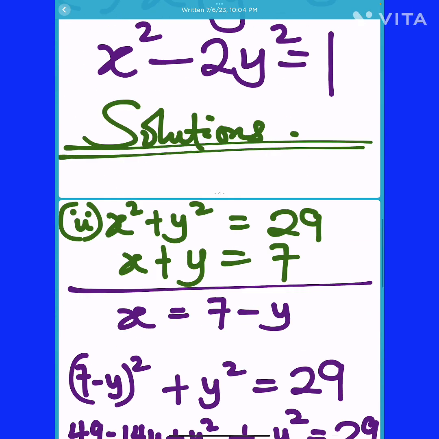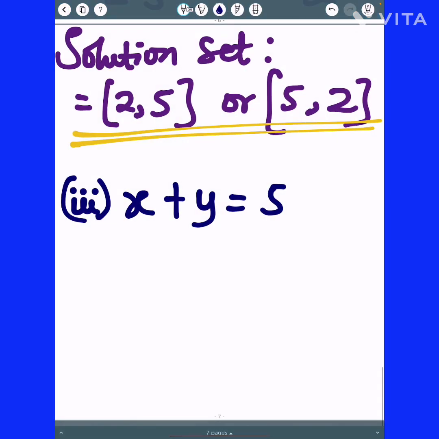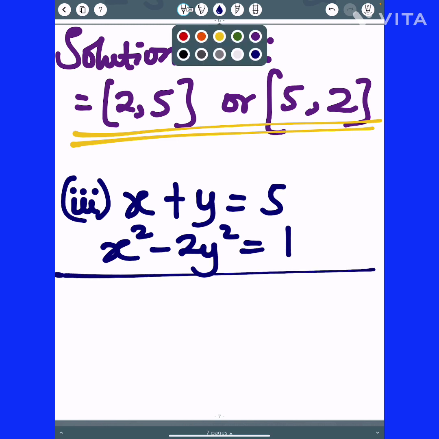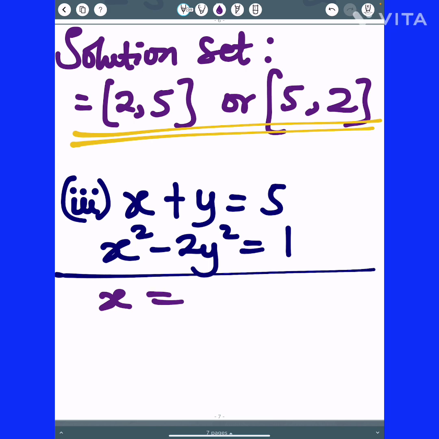X squared minus 2y squared is 1. Let's take the second one. Here too, we'll start our substitution from the beginning. From x plus y is 5 in equation 1, I can write that x is 5 minus y. You can use any substitution you like in order to avoid confusion. Let's make y the subject of the formula here. So y is 5 minus x. Anywhere I see y here, I'll put 5 minus x.